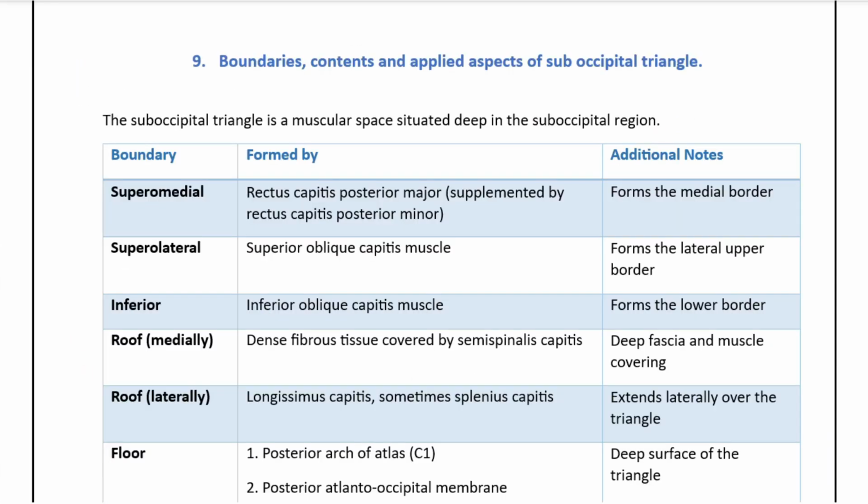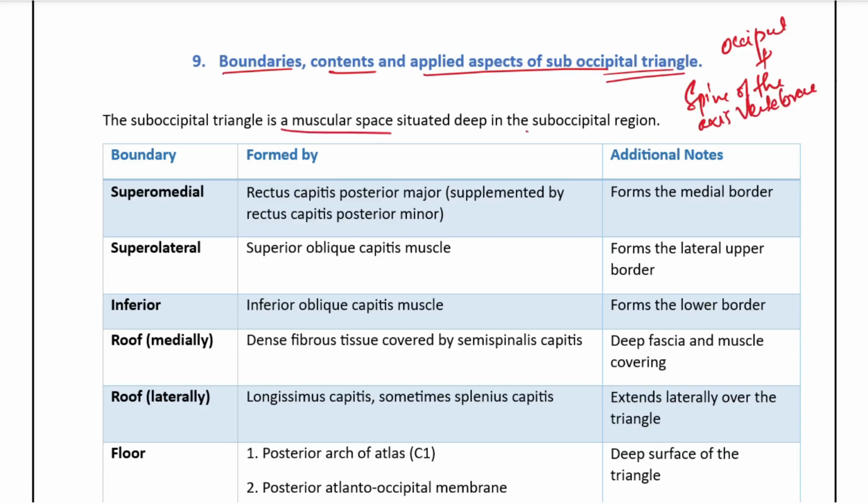Okay, let's move on to the next question. That is the boundaries, contents and applied aspects of the suboccipital triangle. The suboccipital triangle usually lies in the suboccipital region, that is between the occiput and the spine of the axis vertebra. Okay, it's a muscular space situated in the deep suboccipital region.